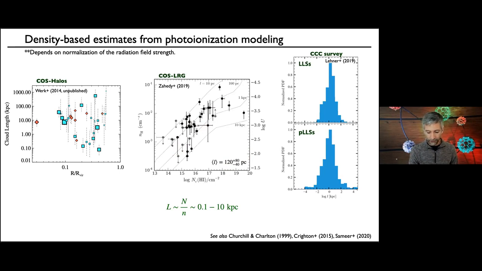And then Nico and collaborators in the CCC survey have a PDF essentially of the length scales that are involved in their modeling of Lyman limit systems and partial Lyman limit systems. So the takeaway from this is that the low ionization state gas has scales of order, let's say of order, 0.1 to even 10 kiloparsecs if you take the 60% confidence intervals here, for example.